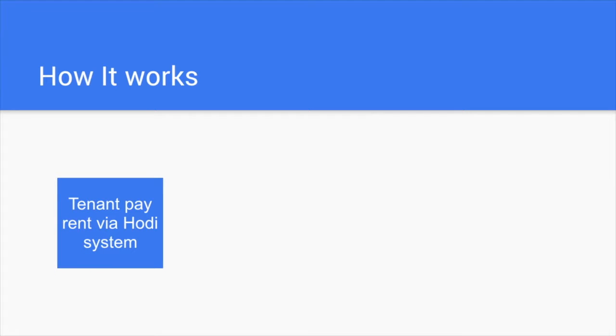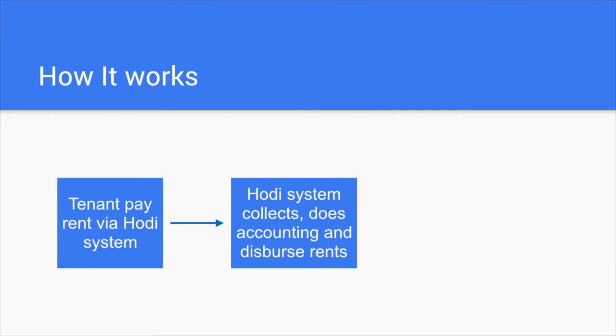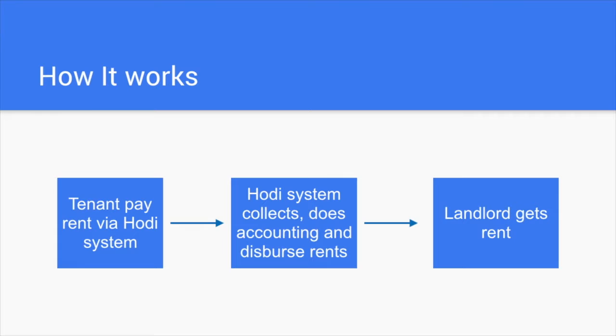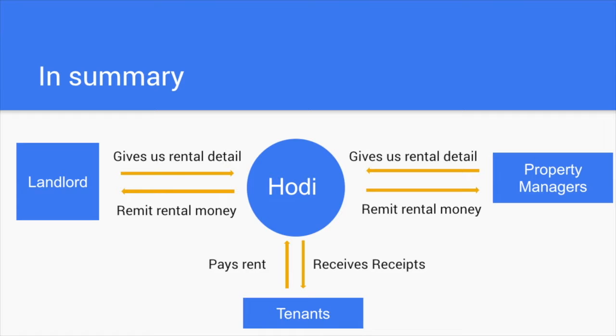How Hodi Systems will work, however, the tenants will pay rent via Hodi System, and then the system will collect, account, and disburse rent to the landlords, and then the landlords will get their rent. This system is quick, it's simple, there's no intervention of any human, and it's so accurate. So in summary, how it will work is Hodi System will serve the landlord, the property managers, and the tenants, as you can see in this chart.